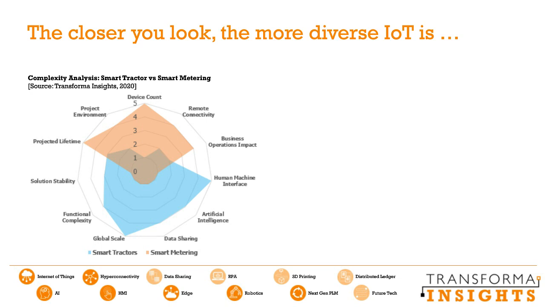Second solution is a smart metering solution, and obviously that involves deployment of millions of devices, but in a single country. And it's actually quite a simple application in terms of functionality, but obviously it has to be enterprise grade in terms of volumes. And if you actually look at the dimensions of complexity of these two projects, they really are very different. So in terms of device count, it's the smart metering project that's much, much more complicated. Just managing that volume of devices in terms of remote connectivity, again, smart metering is more complicated, and the business operations impact is probably greater, again, smart metering.